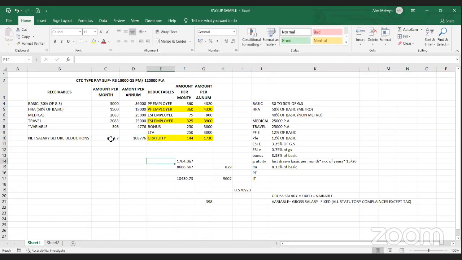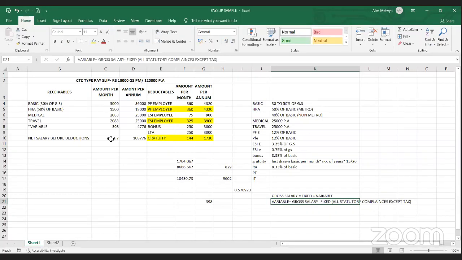This is the amount, right? So the logic behind this step is, as per the formula, variable is equal to gross salary minus fixed. Fixed is all statutory compliances. But the idea is that I am getting more fixed. My fixed is crossing my gross salary, so I need to adjust it.